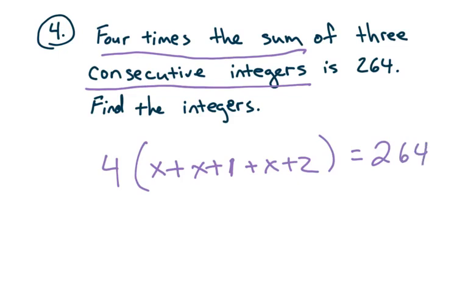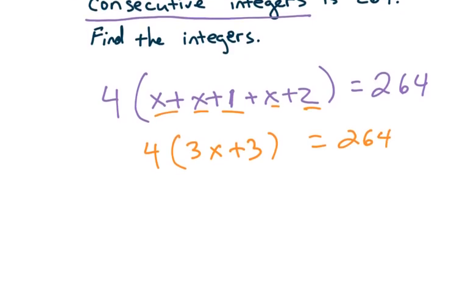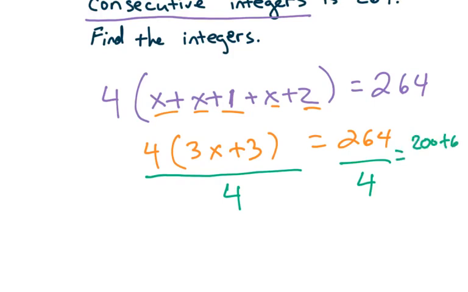Now, on this one, I'll go ahead and clean it up first inside. So we have 1, 2, 3 x's, so this is 3x. I have 1 plus 2, which is 3, so plus 3. And I have a 4 on the outside, and this is 264. Now, again, I'm going to piggyback off of what I did in the last one. I'm actually going to divide by 4. If you distributed, that's fine. 264 divided by 4 is actually very easy to do in your head. Just think of it as 264 is 200 plus 64, and divide each of these by 4.